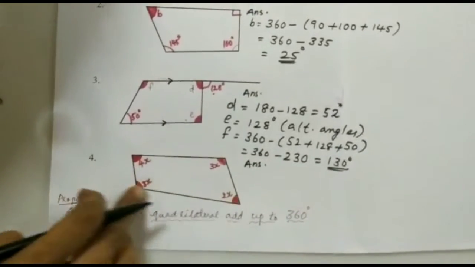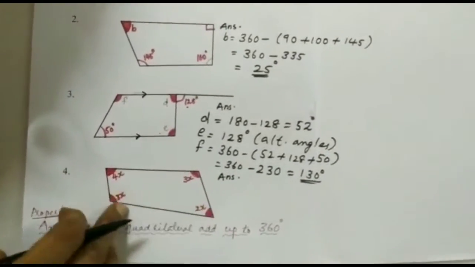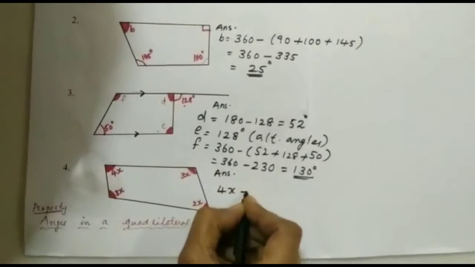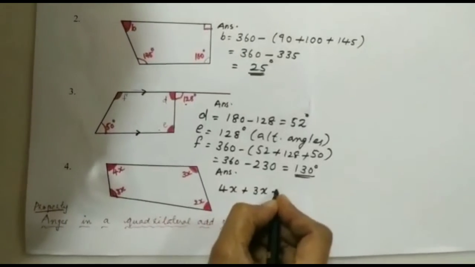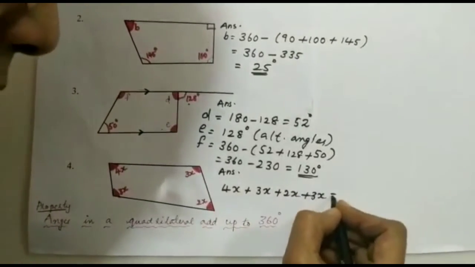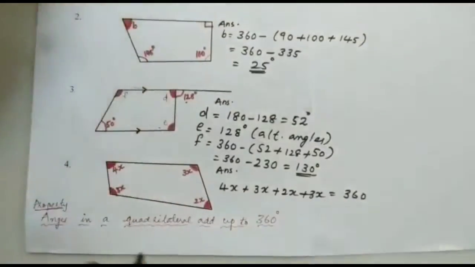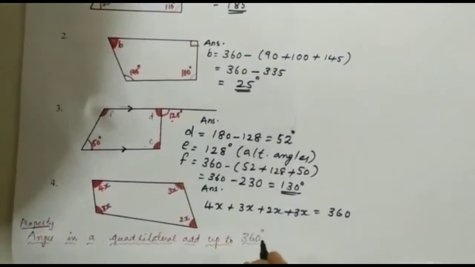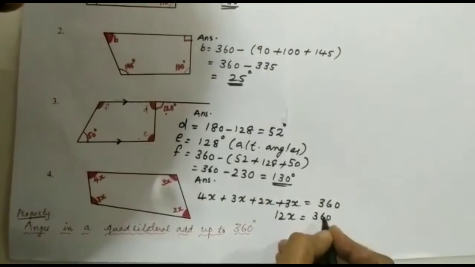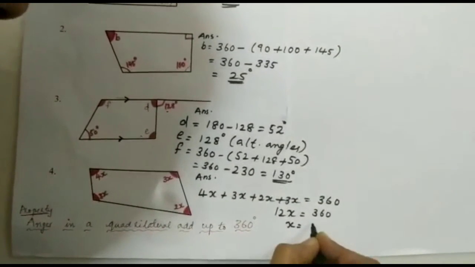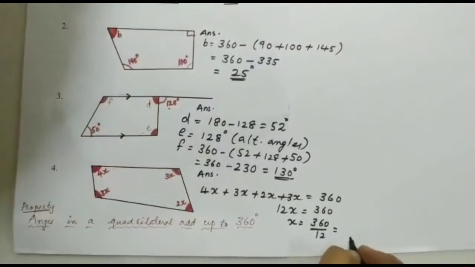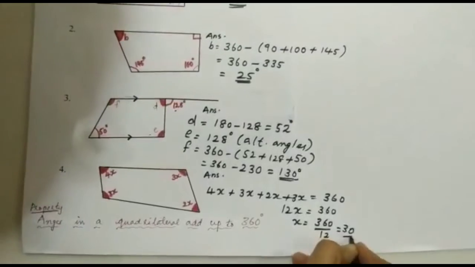The total angle is 360. So while adding all the angles, it becomes 360. So 4x plus 3x plus 2x plus 3x. Total angle is 360. So while adding, it becomes 12x equal to 360. So x will be equal to 360 divided by 12. So the answer is 30. x is equal to 30.